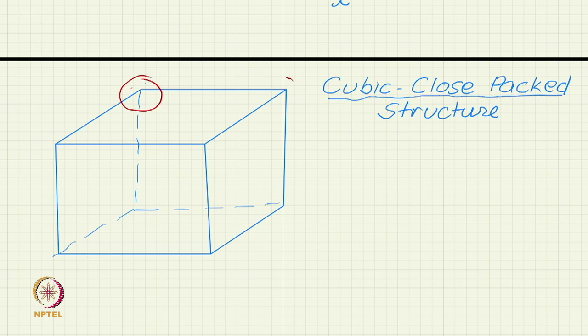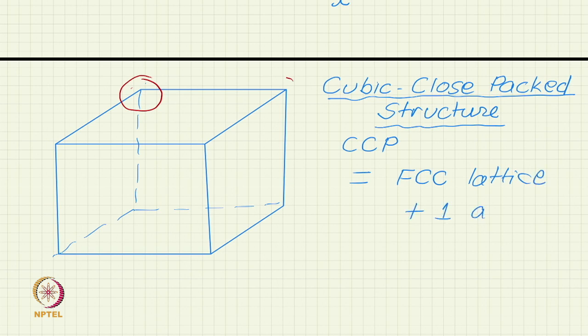It is quite common to call it FCC crystal, but that is not a good name and it is not a good practice, and we will avoid that. So, we will not call it FCC crystal, we will call it cubic close packed structure, that is CCP in short, and this is FCC lattice plus again one atom motif at location 0, 0, 0.